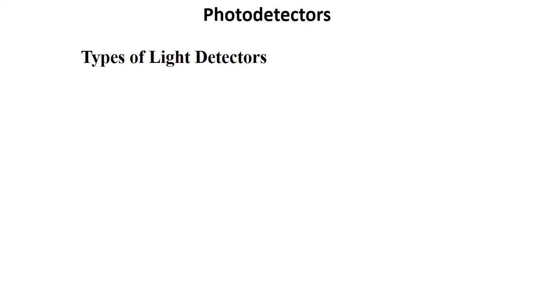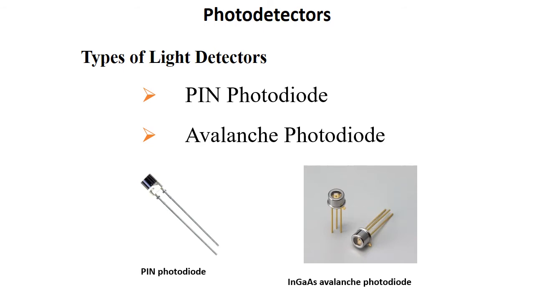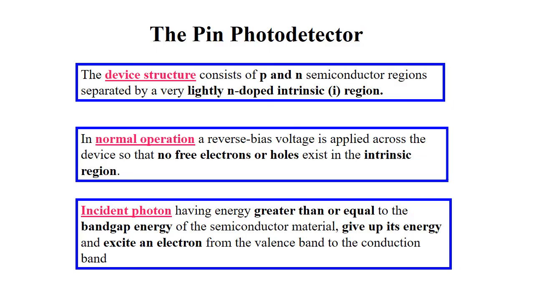Next one is photodetector types. There are two types of photodetectors: the PIN photodiode and the avalanche photodiode. So next, the PIN photodetector.